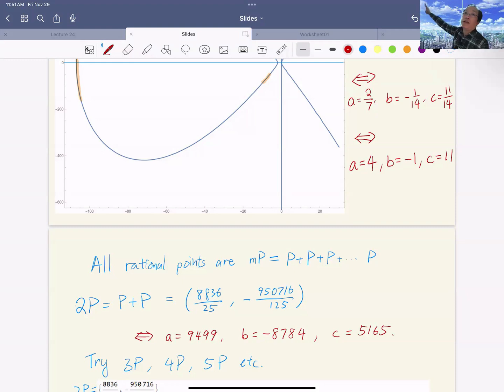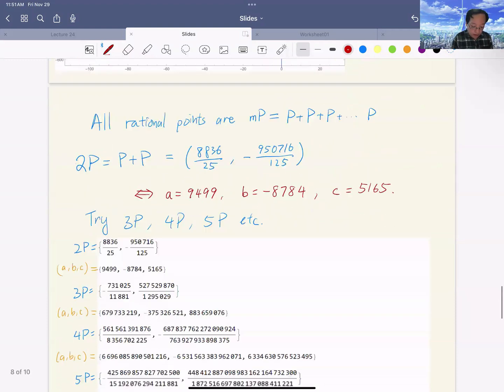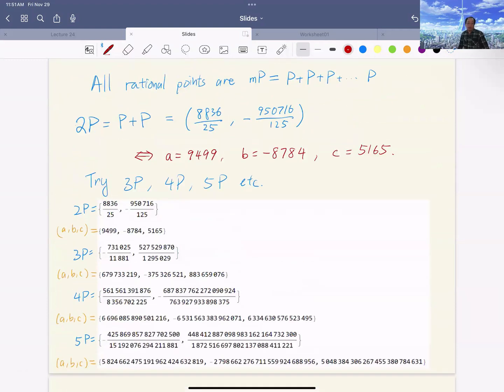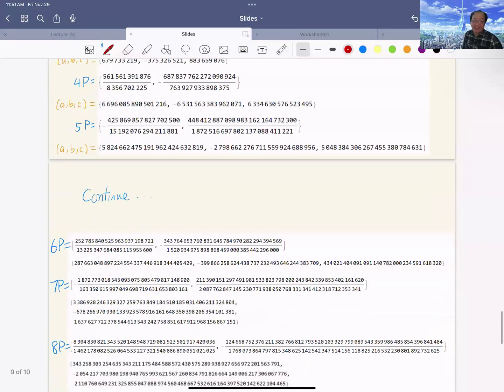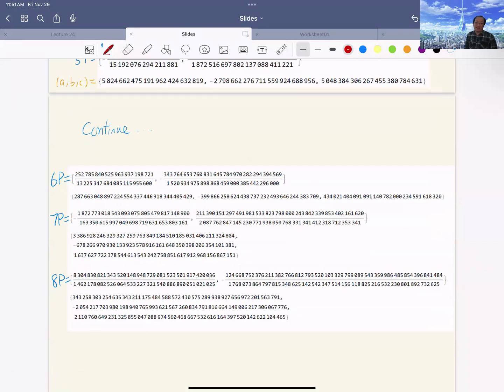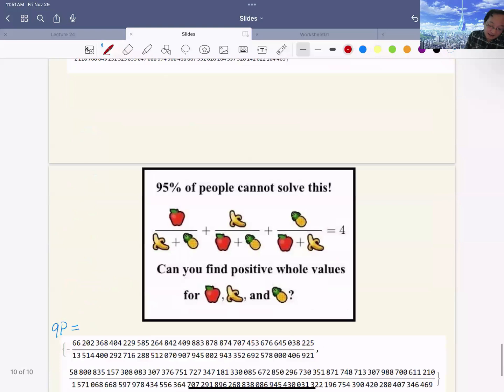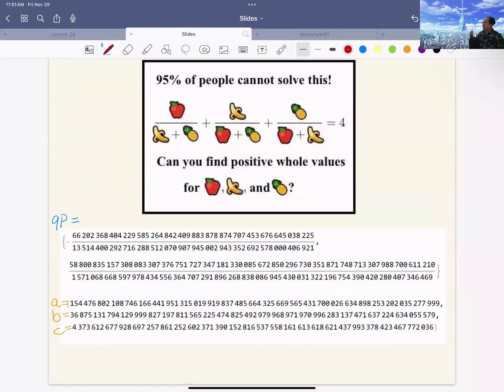You don't need the tangent line anymore, because now to compute 3P, you just have P plus 2P and just draw the line, intersect, reflect. So I plug into Mathematica, and I get 2P, 3P, 4P, 5P, still negative. So we know there must be a solution because that is the question. So we just continue. 6P, still negative. 7P, 8P, and finally at 9P, we get a positive solution. And that is the smallest positive solution.